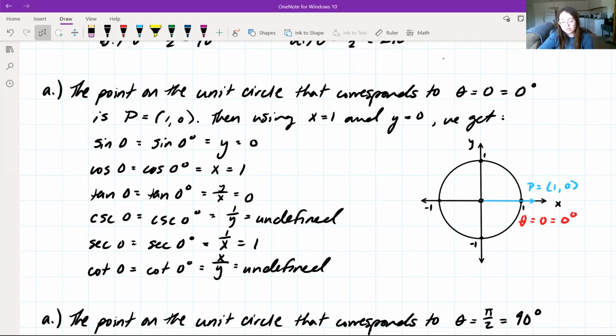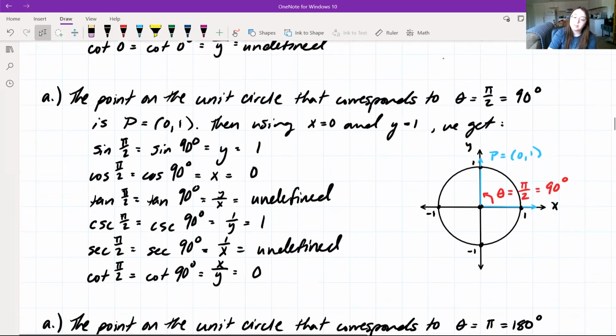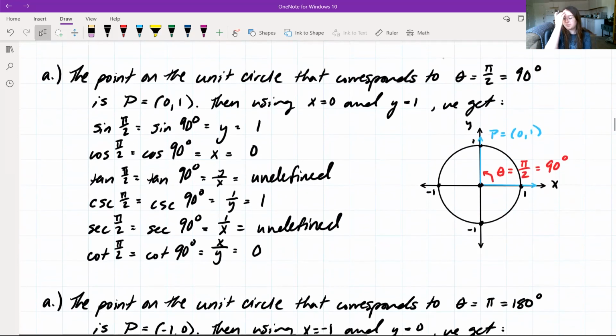Then lastly, cotangent of 0 or 0 degrees is x divided by y, where remember we know that y is equal to 0. 1 divided by 0 is going to be undefined. And then we just have our image to go along with it. So we have our ray at theta equals 0 or 0 degrees, where our point is going to be 1 comma 0. So that's our first quadrantal angle.